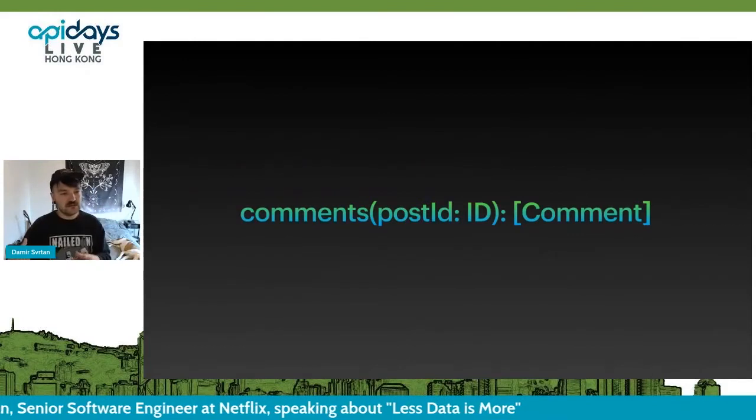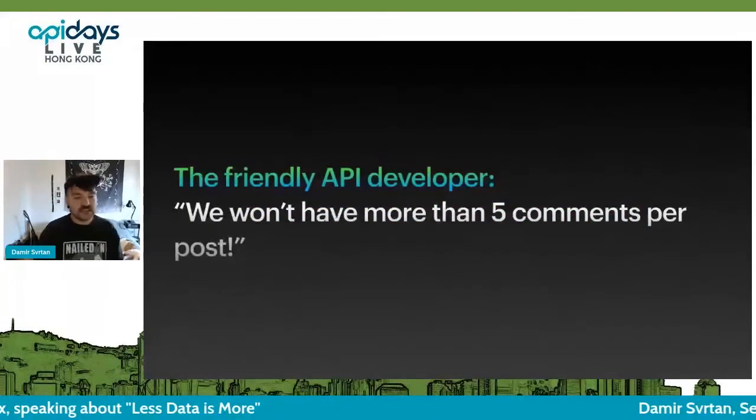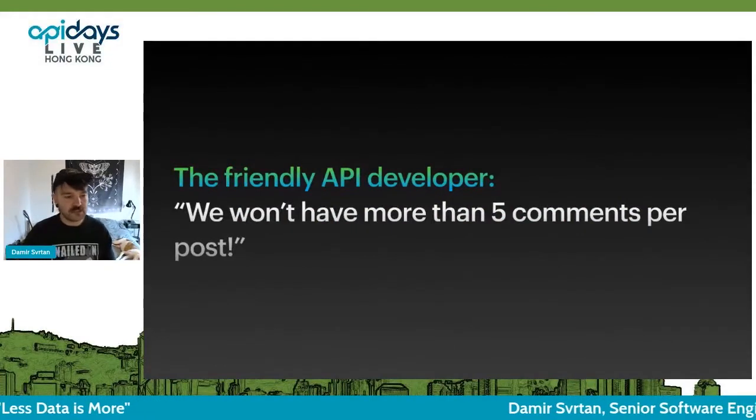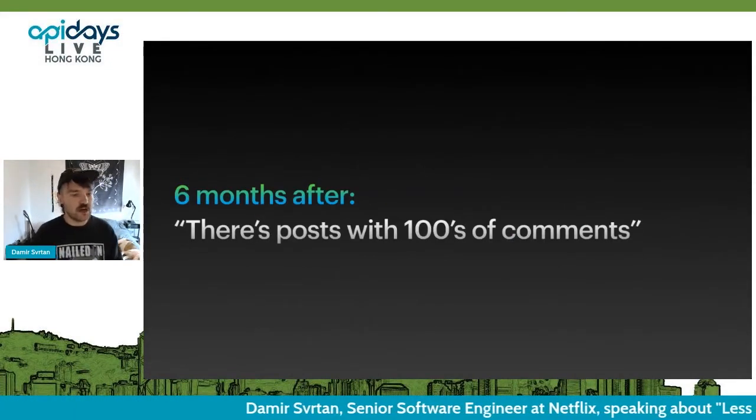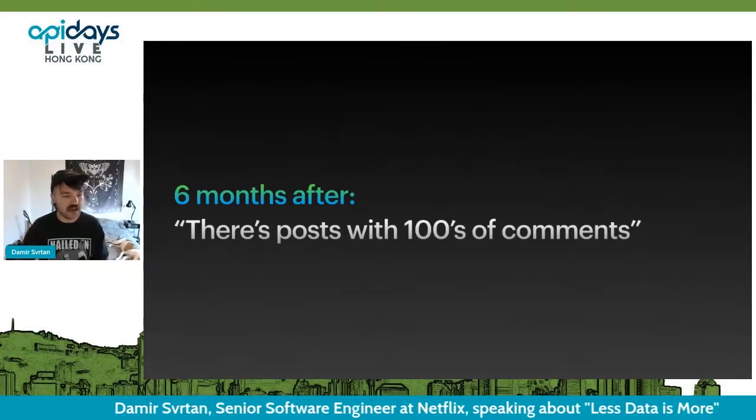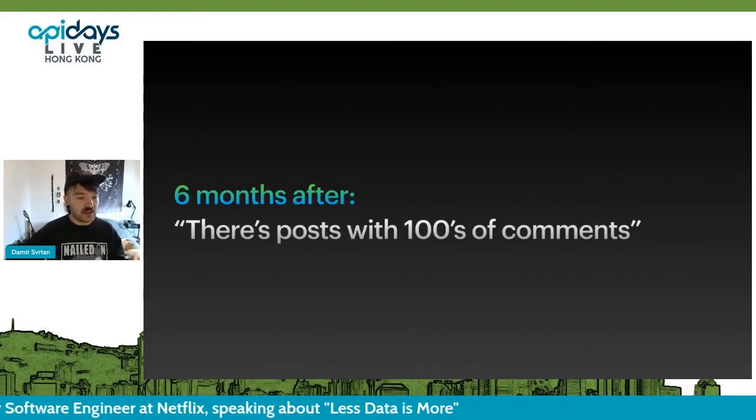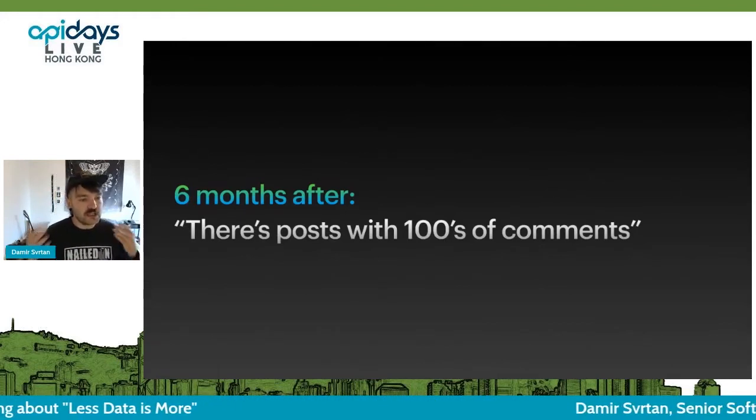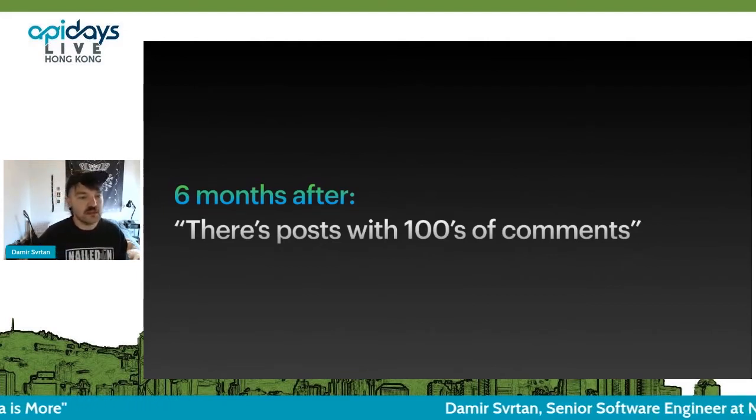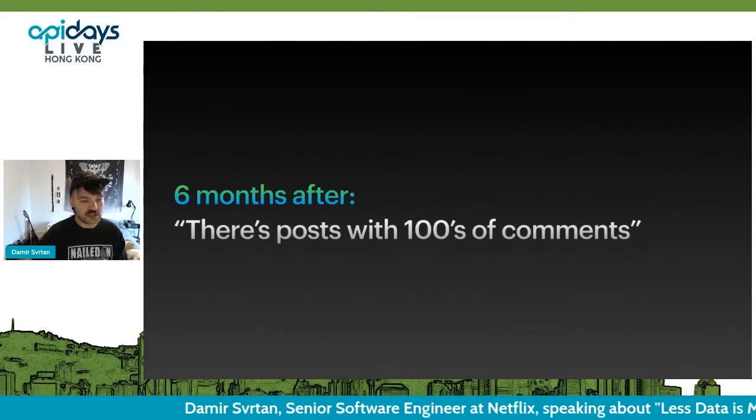Now, the API developer might just give an array of comments and might think, we won't have more than 5 comments per post. But 6 months later, there are posts with hundreds of comments. I've seen this happen many times. It's really great if there are hundreds of comments and you didn't expect that. That probably means your product is getting used really well and you're getting traction, which is awesome. But it's not awesome for the developer that didn't build in pagination.